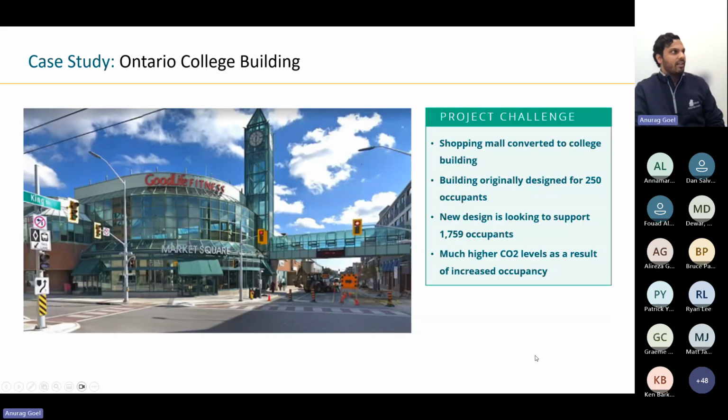Another project example is a building here. This is a university building, and this building was previously a shopping mall being converted to a college building. The building was originally designed for 250 occupants, and the new design was looking to support almost 1,800 occupants. So the idea here was to leverage existing infrastructure, existing ventilation systems to help reduce some first costs associated with installing larger and new HVAC or ventilation systems.